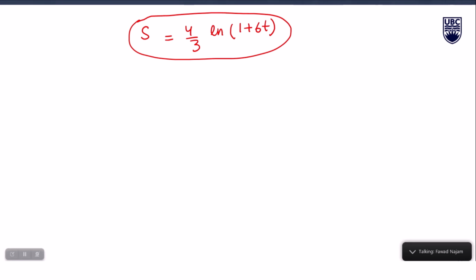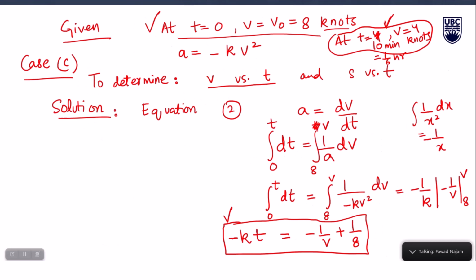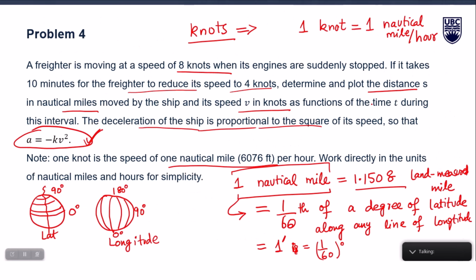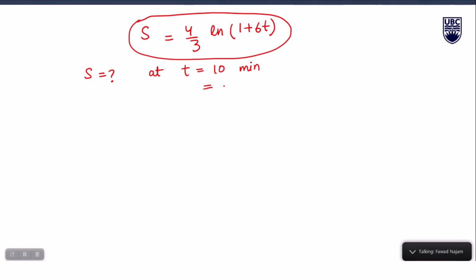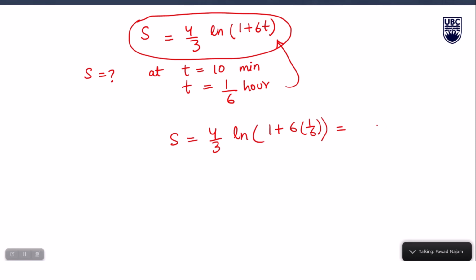For example, it was asked what will be the value of distance when t was 10 minutes. If you go back to the statement, it says to determine and plot the distance in nautical miles moved by the ship and its speed in knots as a function of time during this interval. So if I want to determine how much distance is covered in the first 10 minutes, I should first convert t into hours. It will be 1 by 6 hour, and simply put that in. It will become s equals 4 by 3 log of 1 plus 6 into 1 over 6, which is log of 2, and you can evaluate that. It will come out to be 0.924 nautical miles.